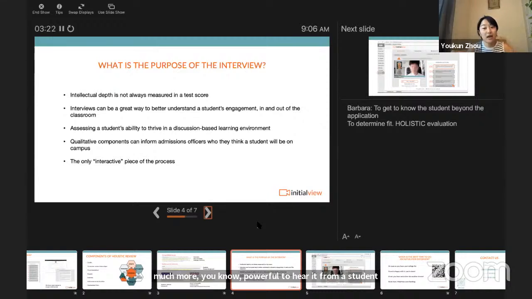And we also get to see how a student behaves in a classroom setting, especially when lots of classes in college are seminar style, where you get to have really in-depth conversations with your professors and your peers. So it's also another way for us to see what kind of student you might be like in a classroom setting. And the interview really is the only interactive piece of the process, right?